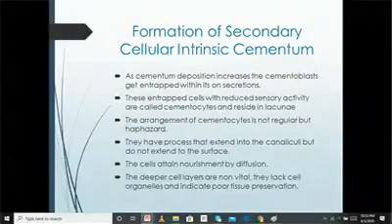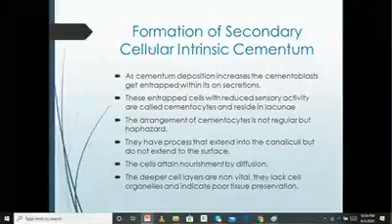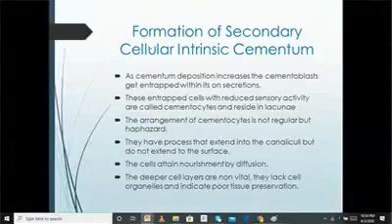These cementocytes are not arranged regularly throughout the cementum matrix. They are haphazardly arranged. However, they do resemble the osteocytes of the bone, but the osteocytes of the bone are very regularly arranged within the bone matrix. These cementocytes do not have a regular arrangement. However, they do have processes just like the processes of the osteocytes that extend into the canaliculi, but these processes do not reach the surface.